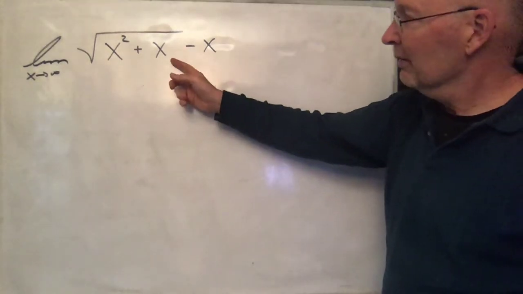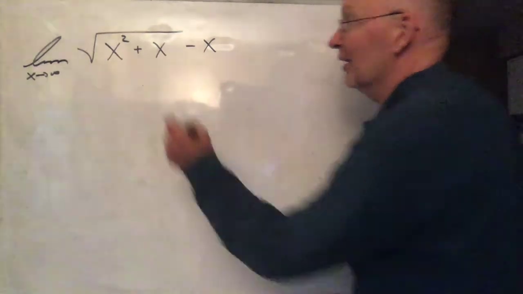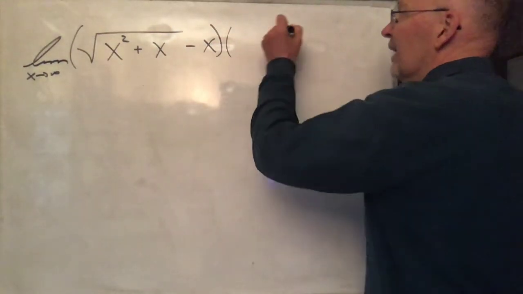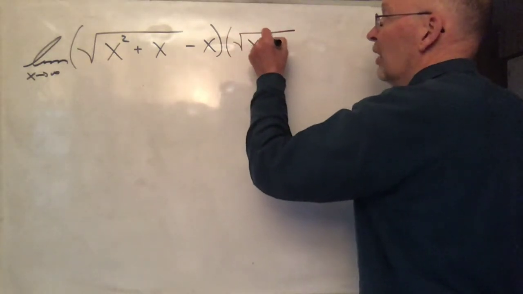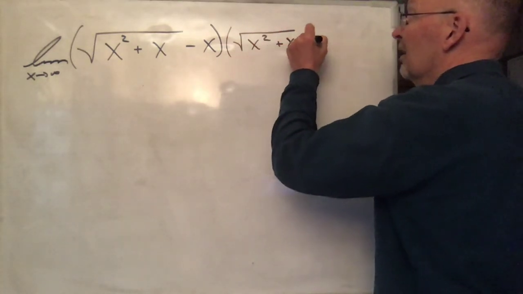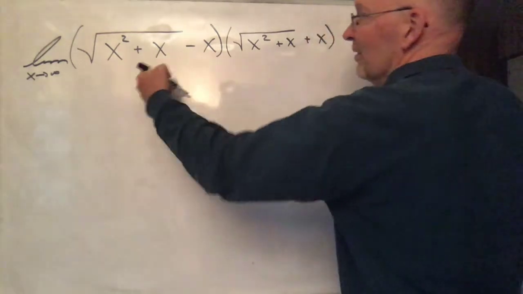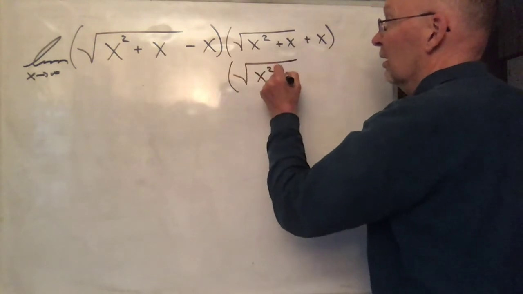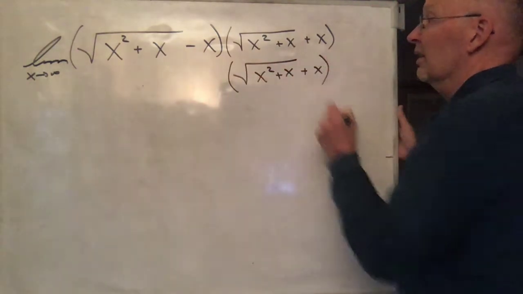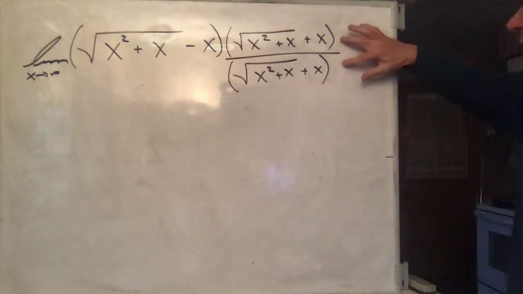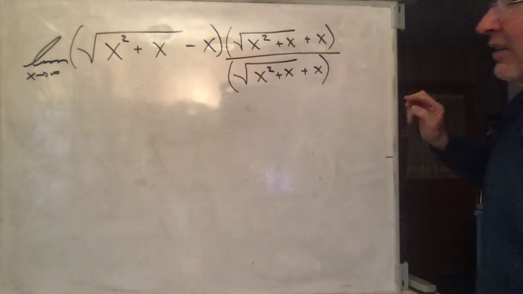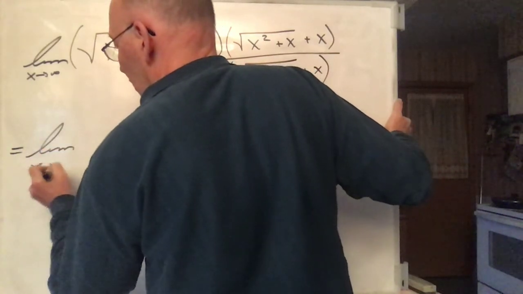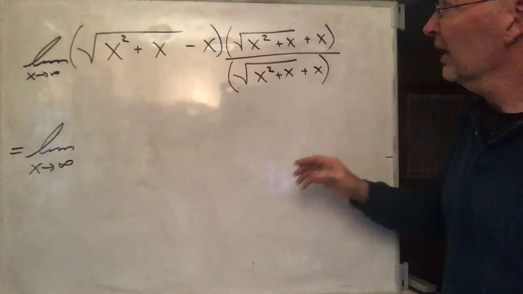Are you thinking about the way to approach this yet? Should be thinking conjugate. It's not guaranteed, but it's certainly something to try when you have some messy thing here involving a square root. There you go. I just multiplied by a fancy form of 1. This over this. So you multiply it out, and what happens?